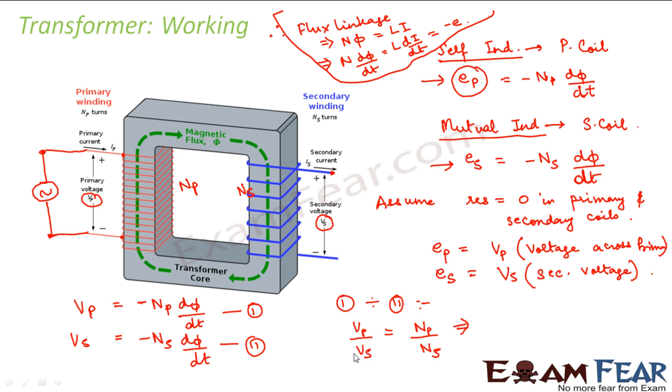That means the voltage that we will receive at the secondary end, because primary voltage is the one which I am supplying, that is basically the supply voltage. So we can say that the secondary voltage would be equal to Ns divided by Np into the primary voltage.